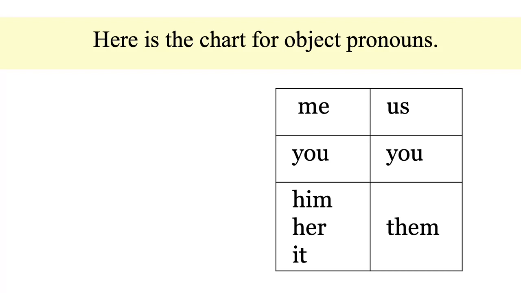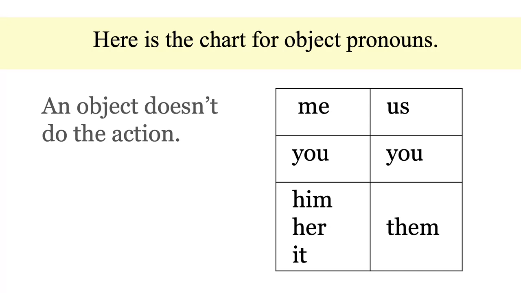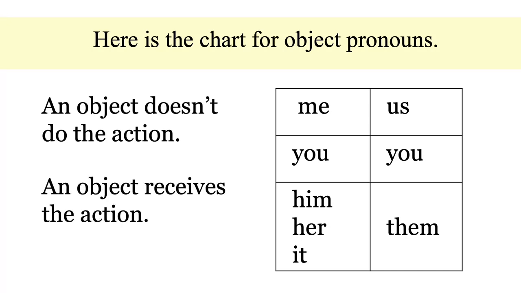Here's the chart for object pronouns. You've probably seen these too. Me, you, him, her, it, us, you, and them. An object doesn't do the action in a sentence. An object receives the action or the result of the action. Let's look.